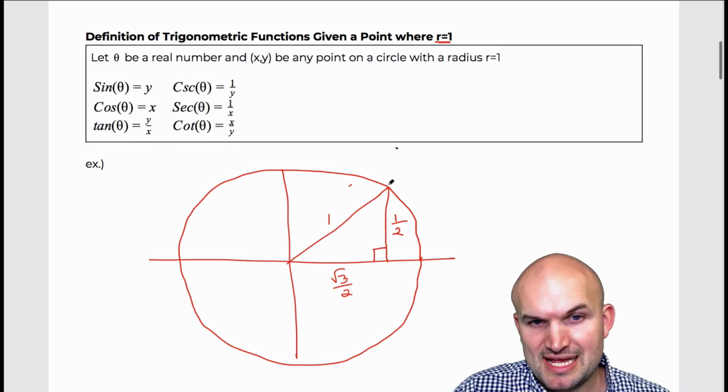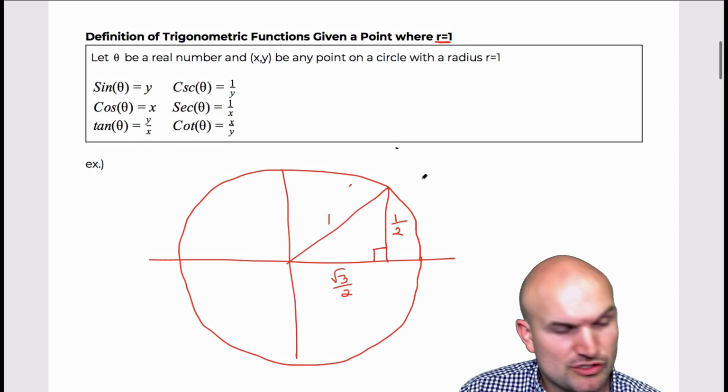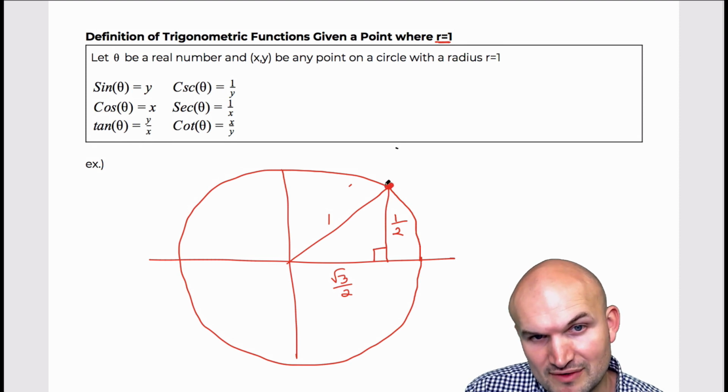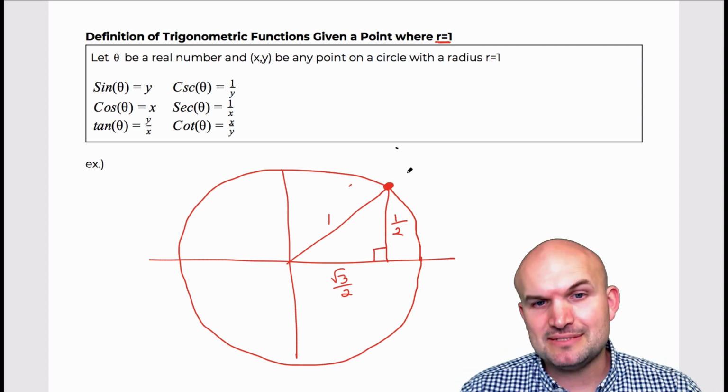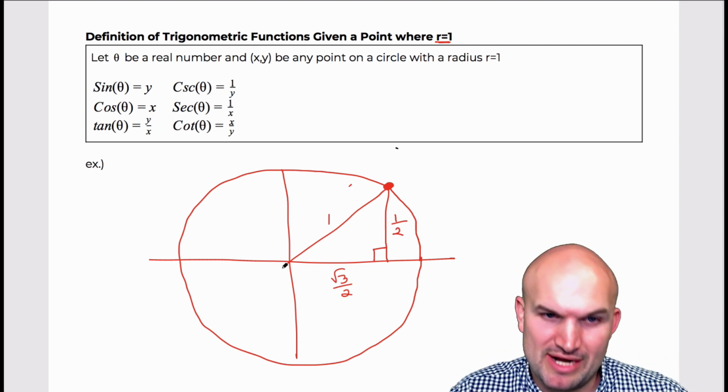Now, it's important to understand here, by creating the circle around this triangle, what we have done is we've kind of taken note of a point. And basically, this is a point that's on the circle, right? So it has a radius of 1.